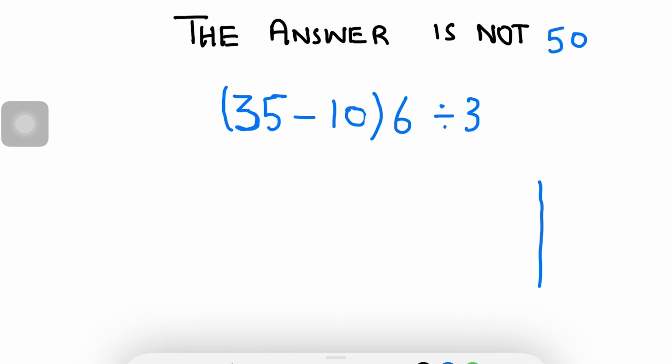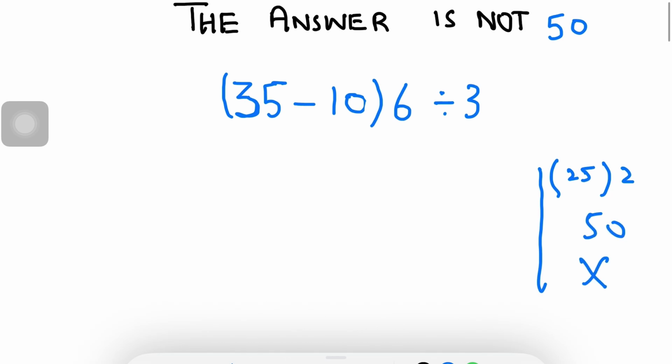First of all, we simplify the division. 6 divided by 3 is 2, and now 35 minus 10 is 25. So now 25 multiplied by 2 is 50. This is the wrong method.